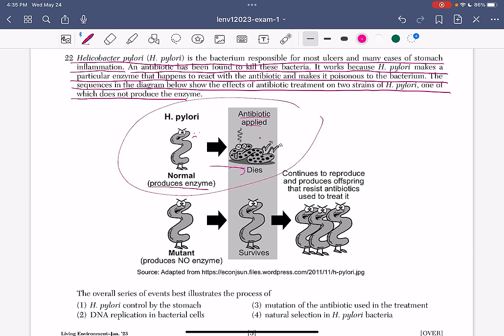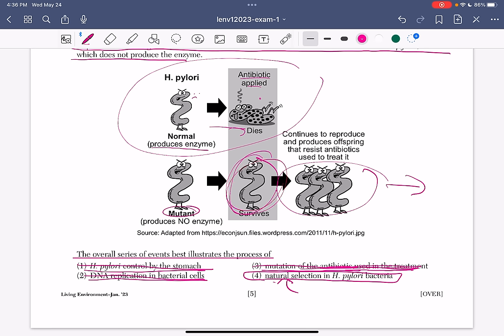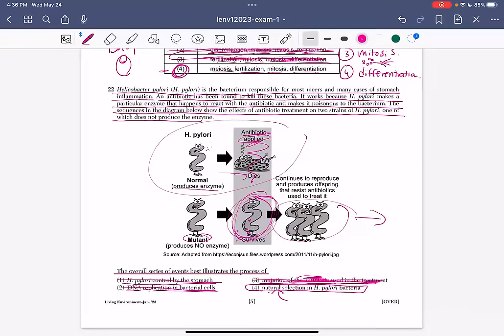So this is the normal one, okay? This is the mutant H. pylori. You give it the antibiotic and it survives, and then it keeps reproducing and making more. The overall series of events best illustrates the process of H. pylori control by the stomach, no. DNA replication of bacteria, no. Mutation of antibiotic used, nope. The mutation does not happen with the antibiotic. Natural selection by the H. pylori, which is also the DNA mutation happening. DNA mutation happened where this one was able to survive the antibiotic. That is DNA mutation, but this one is saying DNA mutation for the antibiotic. That's the medication. That's not correct. The best choice for 22 is choice 4.